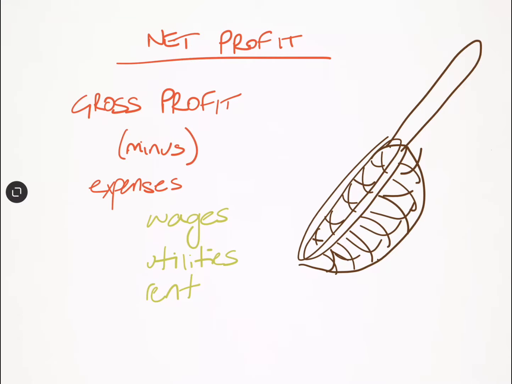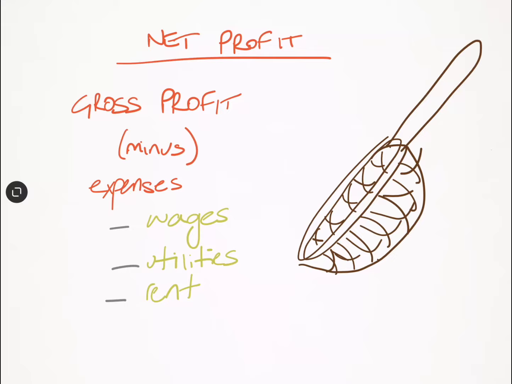So then we move on to net profit. Net profit flows on from the gross profit. It's the gross profit minus any expenses. So, for example, wages, utilities, rent, administration costs, anything to do with running the business is then deducted from the gross profit. And what that leaves the business with is the net profit. So once all those expenses are removed from the gross profit, we're left with the net profit.